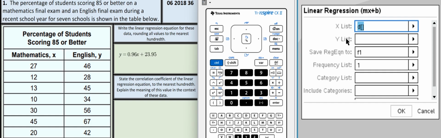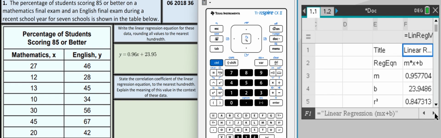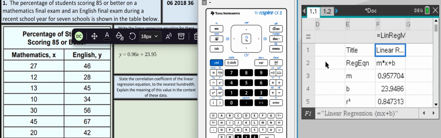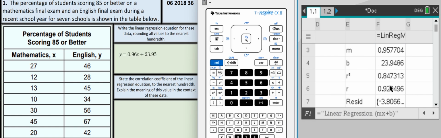Push it. Okay, our first list. Make x list x, y list y. This other stuff can be okay right now. And there we have it. So there's linear regression. This is the form it's in. And now we have M right here, B right here, and we want the correlation coefficient, which is R. So it's 0.92, rounded to 0.92.